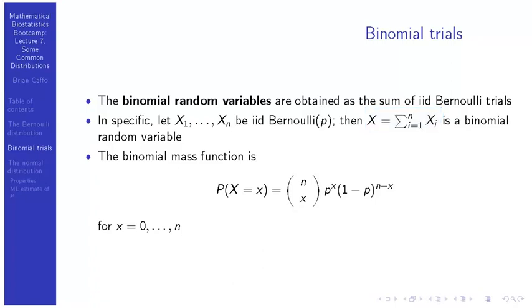And the binomial mass function is just the probability x takes any specific value, is n choose x, p to the x, 1 minus p to the n minus x, where p is the probability from each of the Bernoulli coin flips. Here, the values that x can take are 0 if every single coin flip was a tail, all the way up to n where every single coin flip was a head.